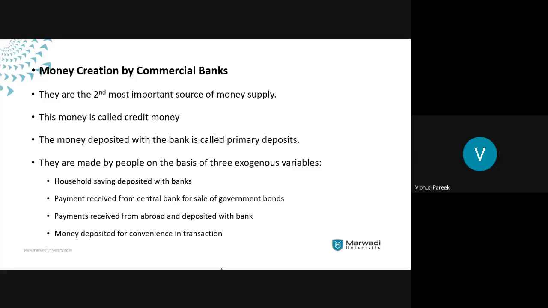So it can arise due to the household saving deposits with the bank, the payment received from the central bank from the sale of government bonds, or the payment received from abroad and deposited in the bank, or the money deposited for the convenience and transactions. These are certain exogenous variables due to which a person deposits money with the bank.